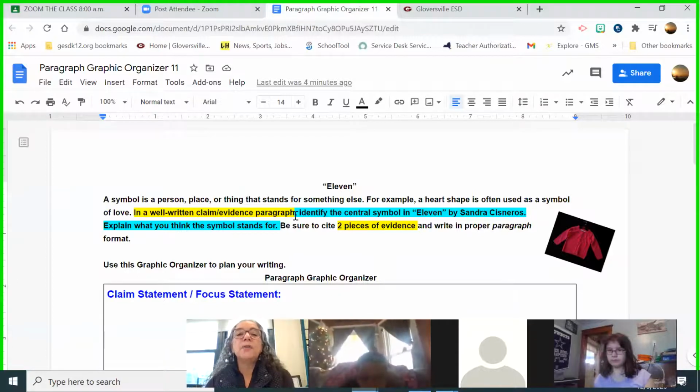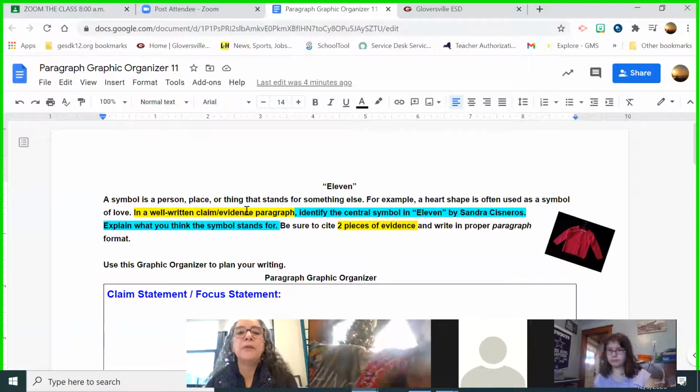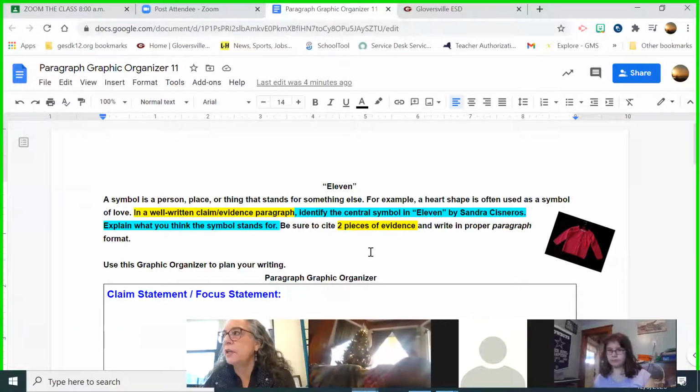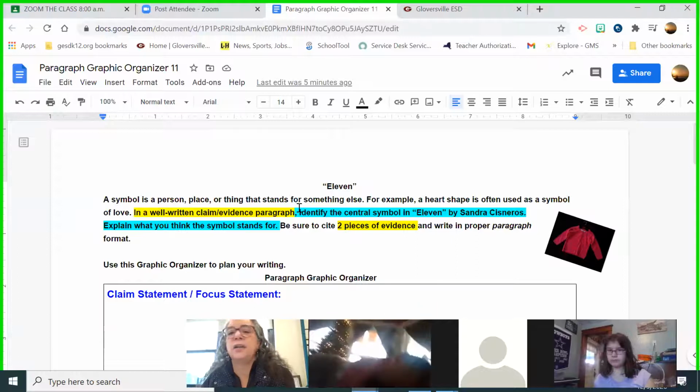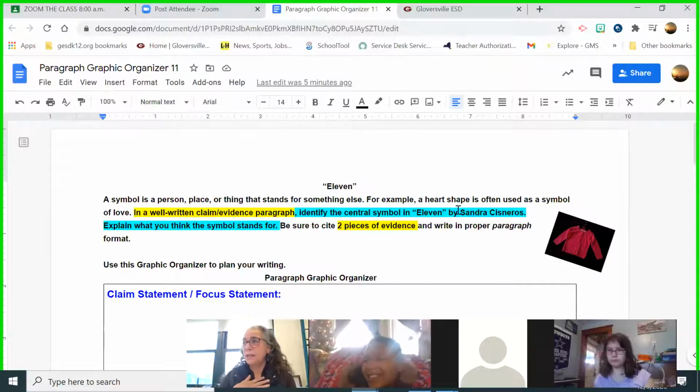So what I did was I highlighted in yellow how we have to do the paragraph, right? We're going to write a claim evidence paragraph with 2 pieces of evidence. We have to have that, right? Why? Because New York State says so. And then in blue or teal, I've highlighted what the question is and what we have to answer. So it's telling us to identify the central symbol in "11" by Sandra Cisneros and explain what we think the symbol stands for. Make sense?